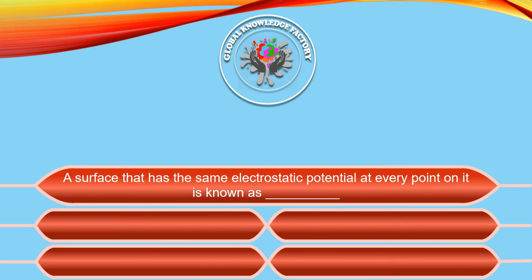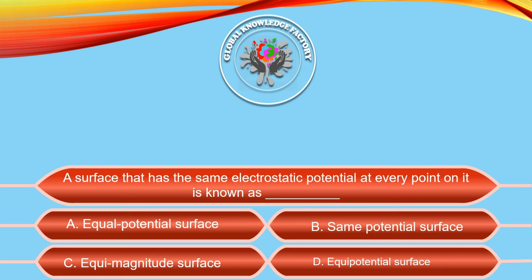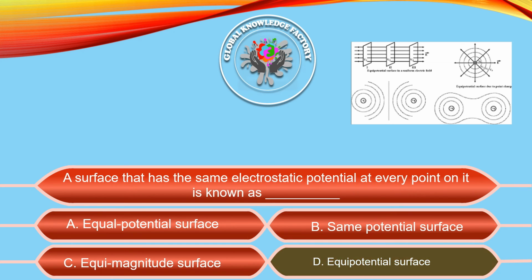A surface that has the same electrostatic potential at every point on it is known as: A. Equal minus potential surface, B. Same potential surface, C. Equimagnitude surface, D. Equipotential surface. Answer is D. Equipotential surface.